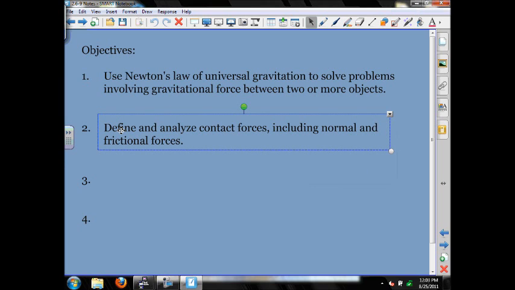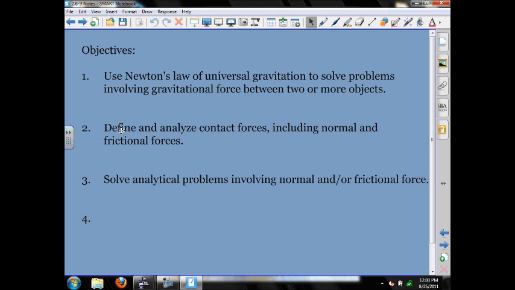Number 2, we are going to be looking at contact forces, in particular, normal and frictional force. We will analyze incline problems that deal with those forces. We are not going to get to objective form.